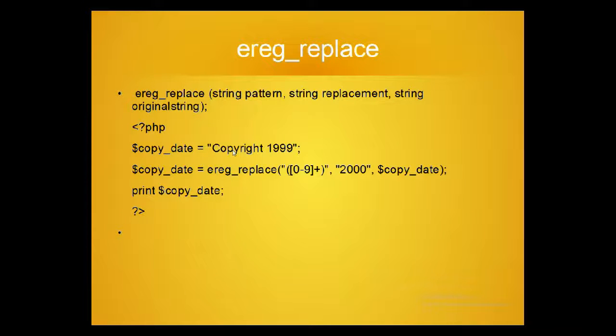And second, ereg_replace. This function is the same kind, it will replace a string with another. Suppose we have a string, copyright 1992. If we want to replace it with 1999 to 2000, then we use the ereg_replace function with a bracket of range 0 to 9 plus, and then we replace that with 2000, and this is the string which we want to check for replacement.